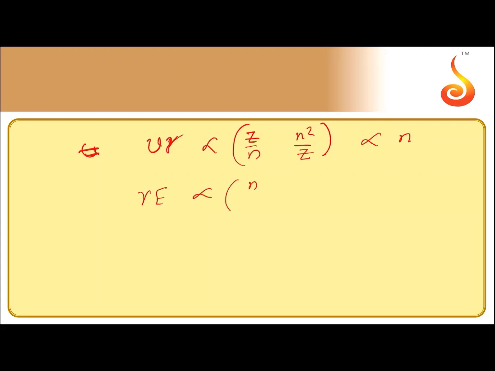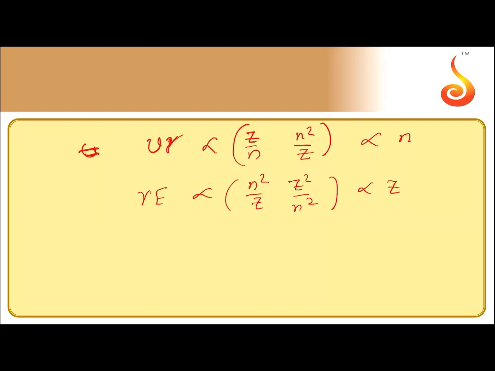Suppose I consider the product VR. This is proportional to Z by N into N square divided by Z. V is proportional to Z by N, R is proportional to N square by Z. So this is proportional to N. Second, RE. This is proportional to R, which is proportional to N square by Z, and E is proportional to Z square by N square. So this is proportional to Z.